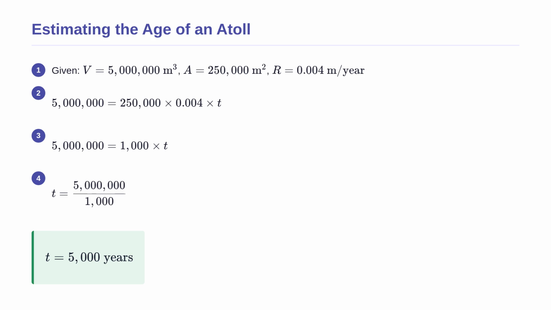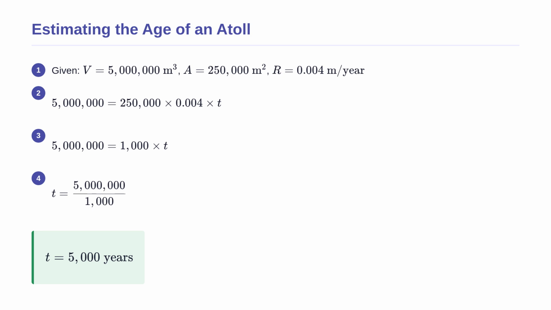This same volume formula can be rearranged to reveal the deep history of our oceans. Geologists are studying an ancient atoll with a total limestone volume of 5 million cubic meters. The surface area is 250,000 square meters, and the accretion rate is 0.004 meters per year. How long did it take to form?